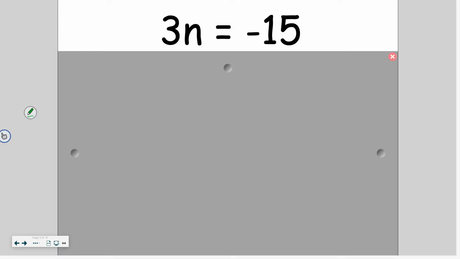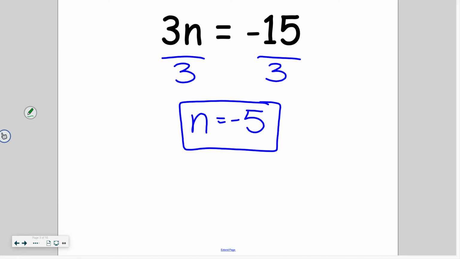Go ahead and try this one on your own. In order to solve, we need to divide both sides by 3, which is going to give us n is equal to -5. Again, we can double check. 3 times -5 is indeed equal to -15, so it checks out.